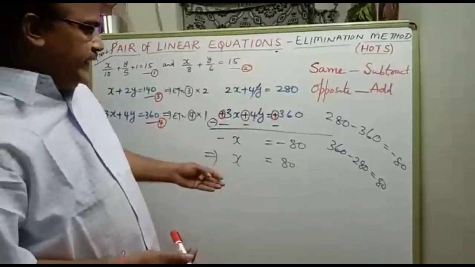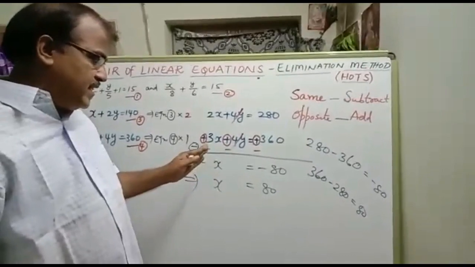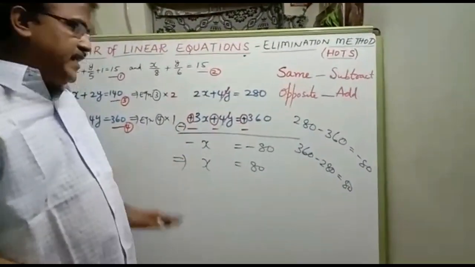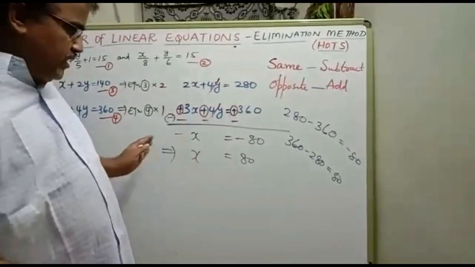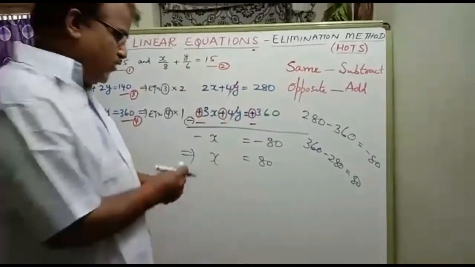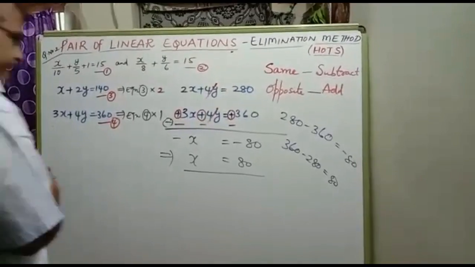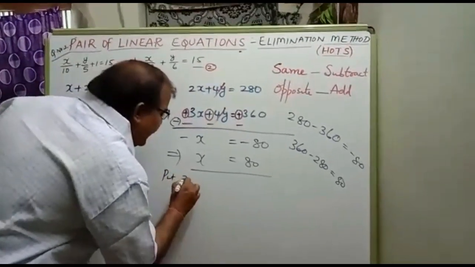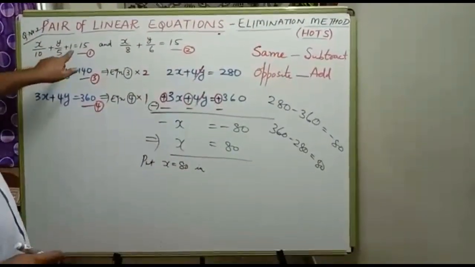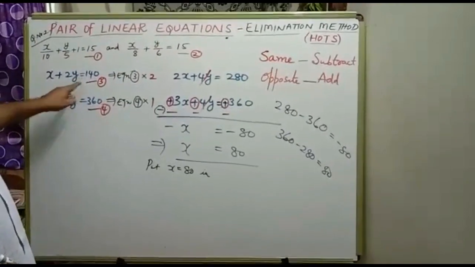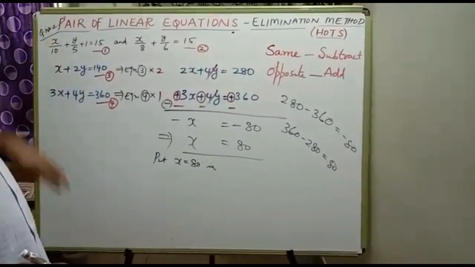You know how to get it. If you multiply minus 1 on both sides, minus 1 into minus x is plus x, and minus 1 into minus 80 is 80. Normally people say minus minus cancel. So actually x is equal to 80. Put x is equal to 80 in equation 1 or 2 or 3 or 4. Which is compatible? 3 is compatible. Any equation, no problem.